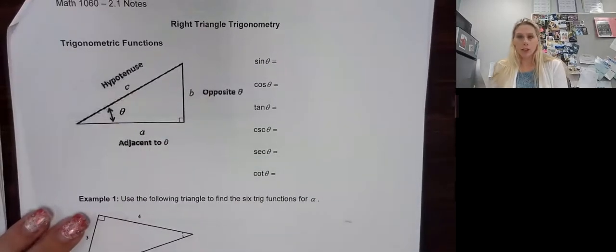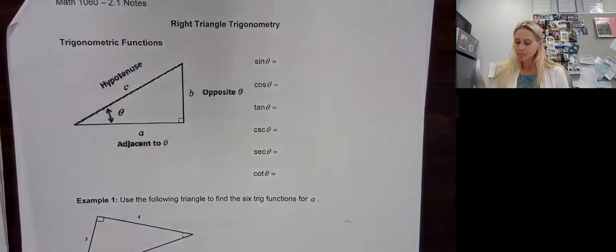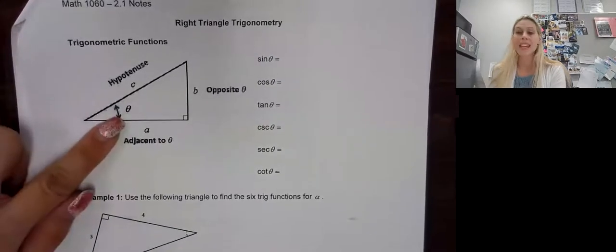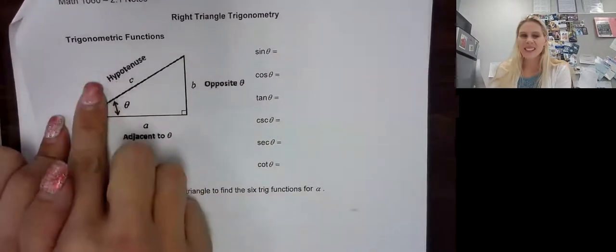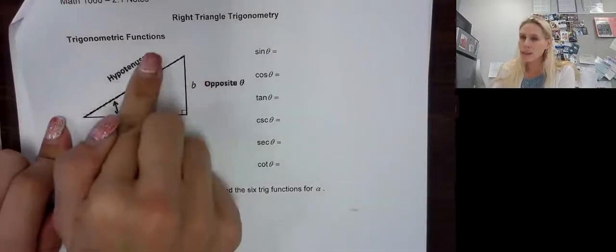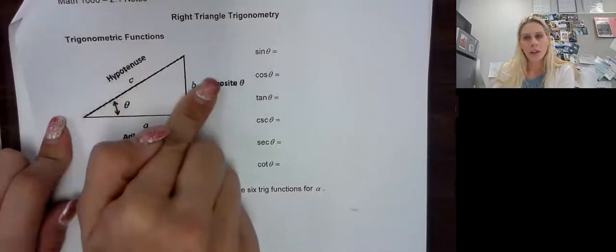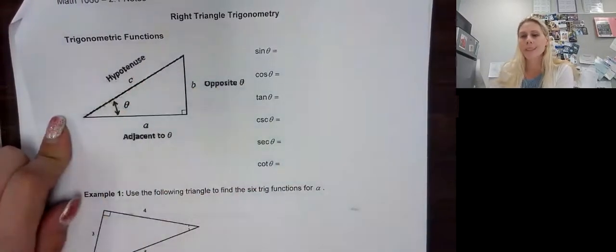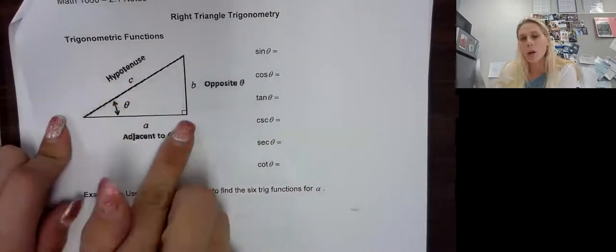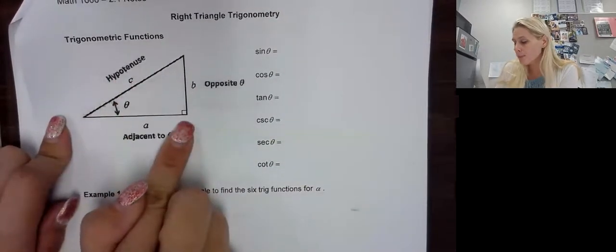But with right triangle trig, we have to identify what angle we're talking about. So this is just a general triangle that I'm gonna use theta down here. So theta is this angle. Now, of course, I could always use theta in this angle right here, but that changes a couple of my sides. The hypotenuse will always be across from the right angle.